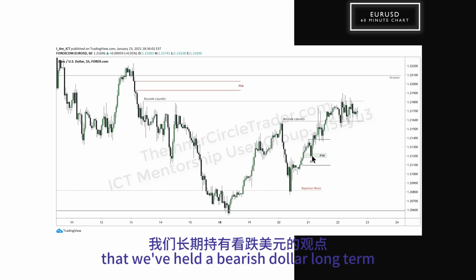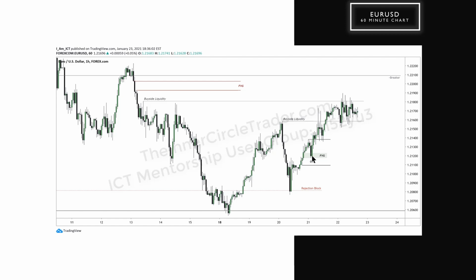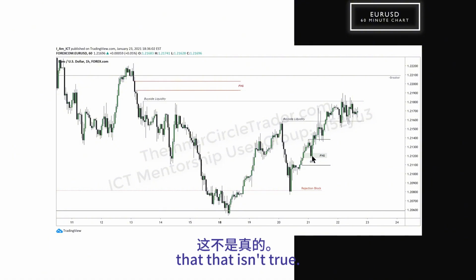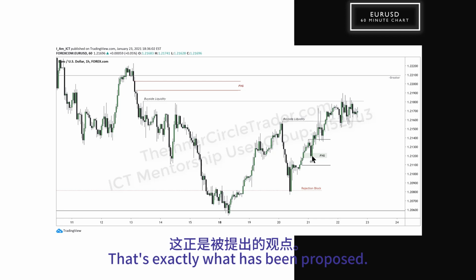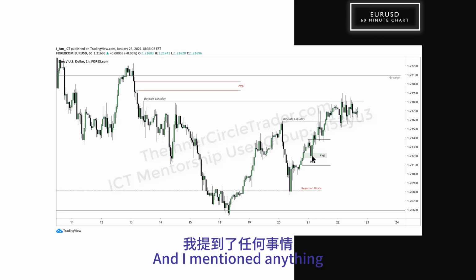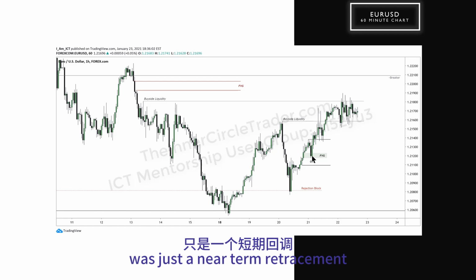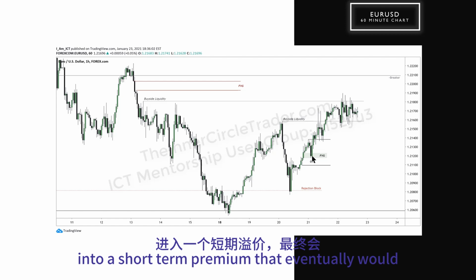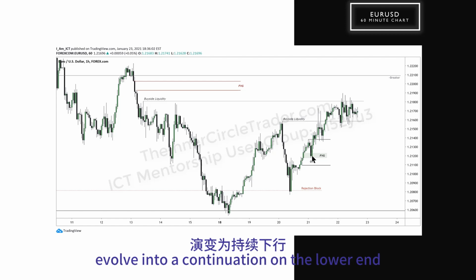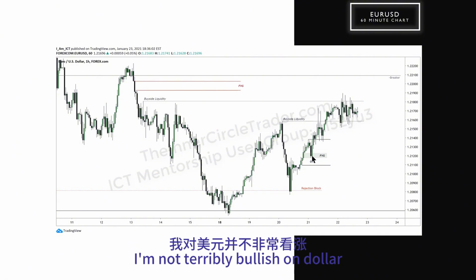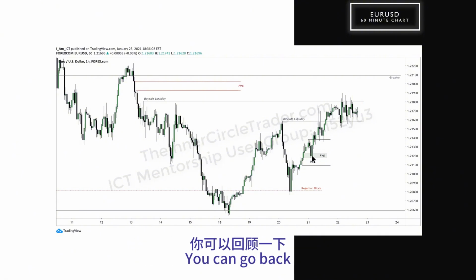That's we've held a bearish dollar long term, and long term bullish euro, and long term bullish cable. Nobody's going to say that isn't true. That's exactly what has been proposed. And I mentioned anything in this upside move on dollar was just a near term retracement that could just reach into a short term premium that eventually would evolve into a continuation on the lower end for a weaker dollar. I'm not terribly bullish on dollar, and I've made that very clear. You can go back and listen to the videos the last couple of weeks.